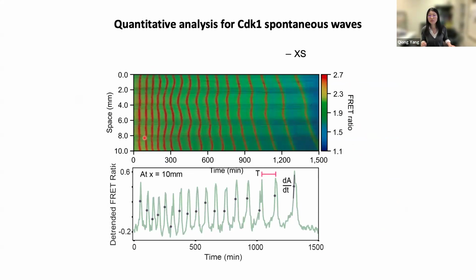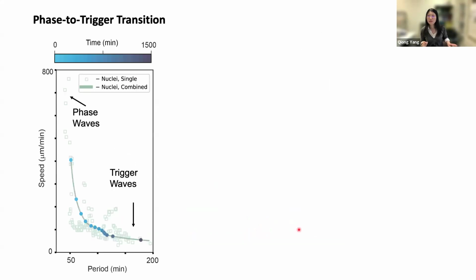We use this kymograph to quantitatively understand the process. As I just described, across the space, everywhere is a synchronized oscillation, and there's no clear wave at the beginning. But over time, you start to see a clear wave front, and we can analyze the slope to estimate the speed of the wave. Additionally, we can use the peak location of the FRET ratio to indicate the period. That gives us a dispersion relation, where we can see the speed in relation to the period of the oscillations.